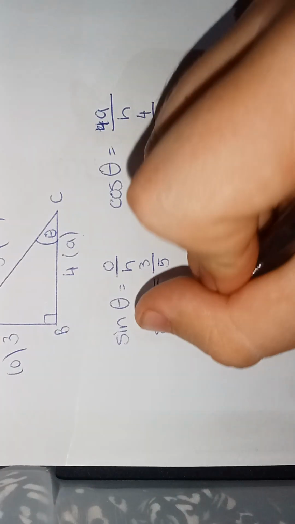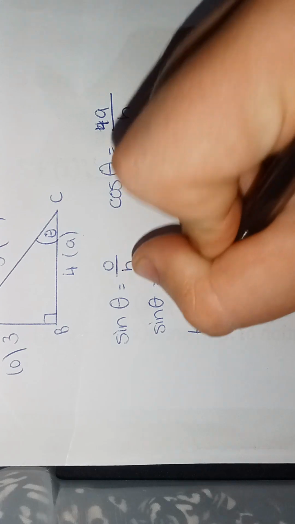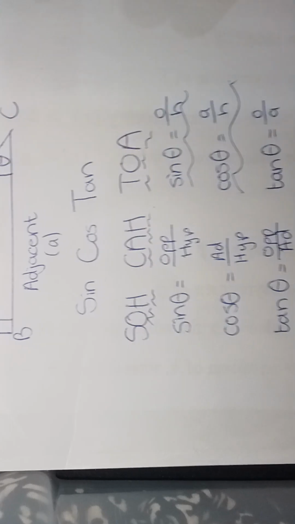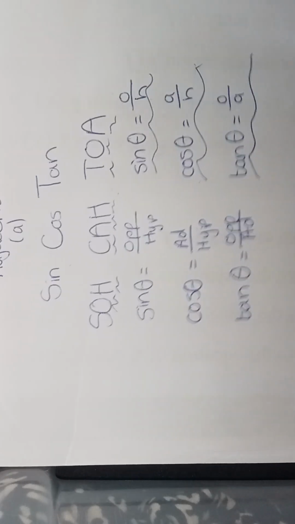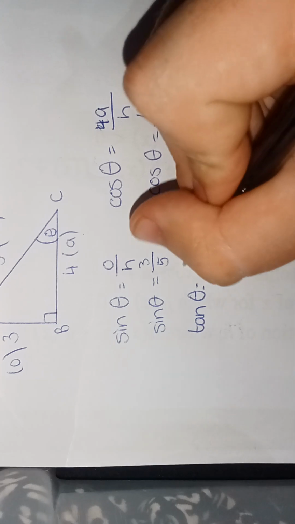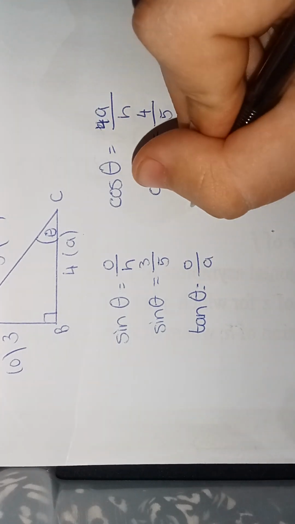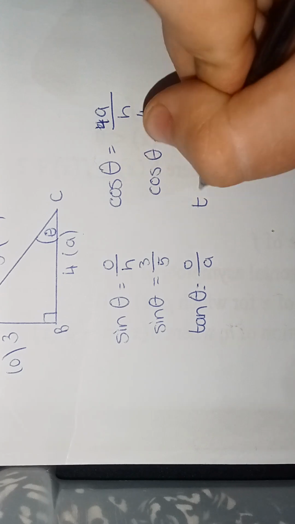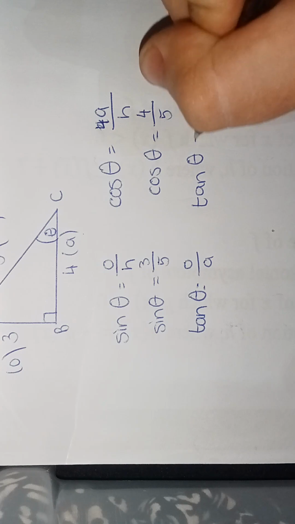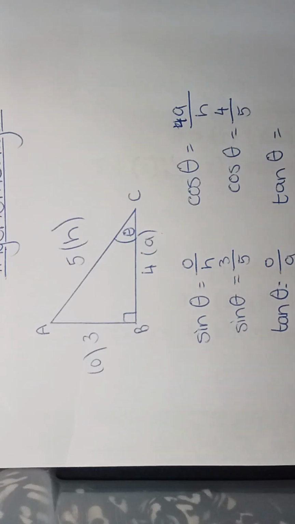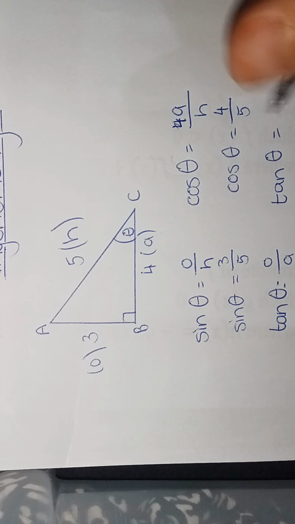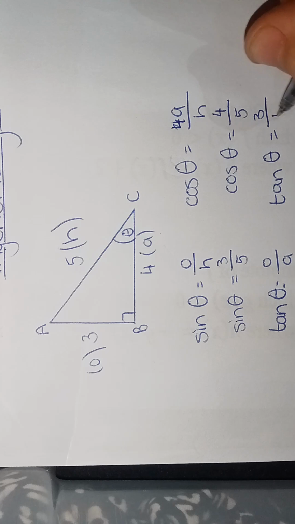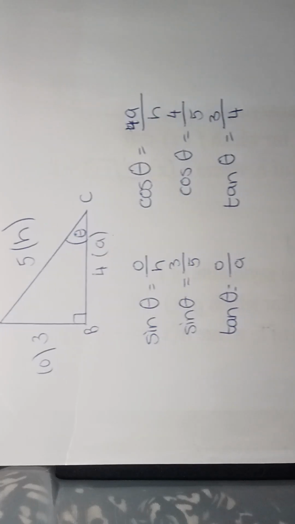And let's look at tan theta. What is tan? It is our opposite over our adjacent. So tan theta is equal to, what is our opposite? Our opposite is 3. And what is our adjacent? Our adjacent is 4.